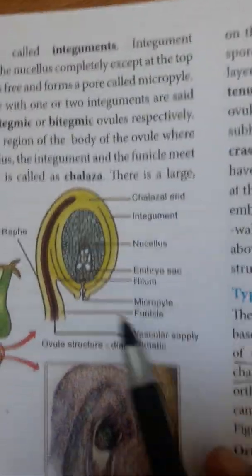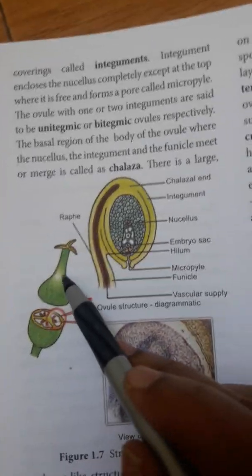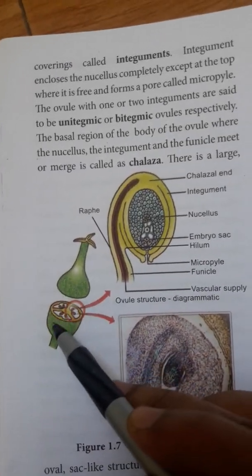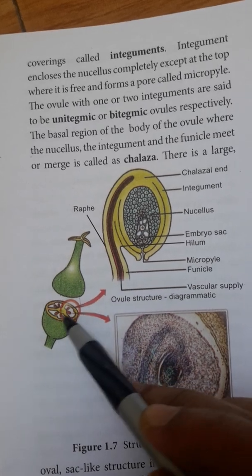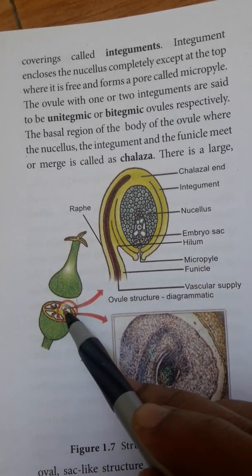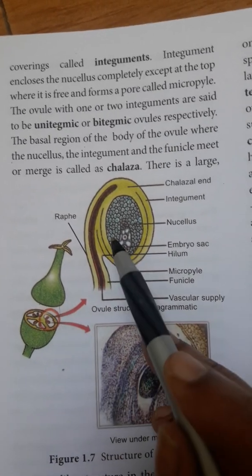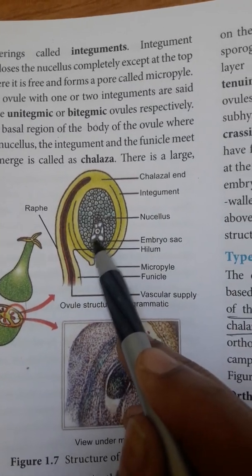Now this is the female gametophyte. We call it the ovary, and this is a cross section, and many ovules are shown here. A single ovule we are going to learn. This is also included in your practical syllabus.